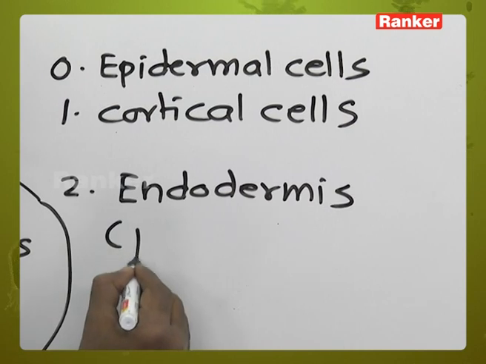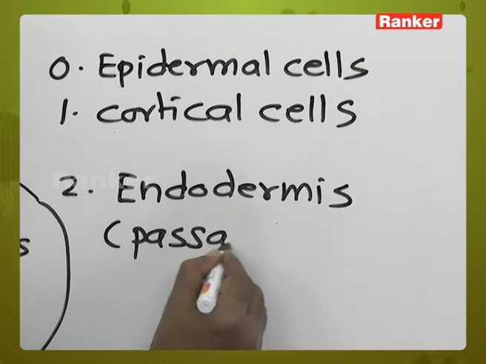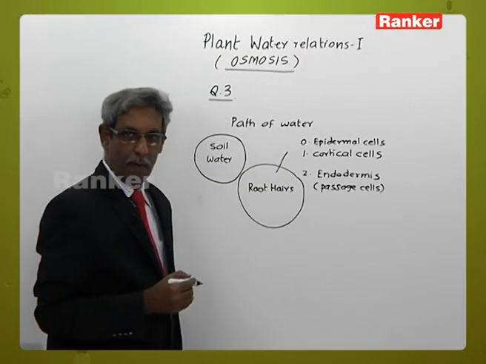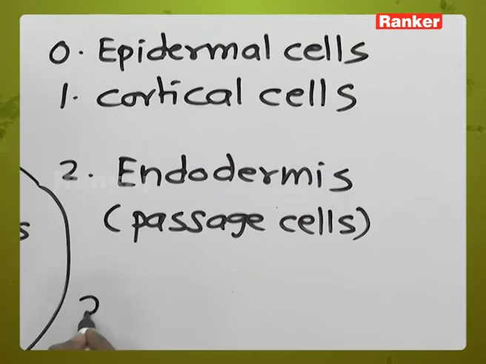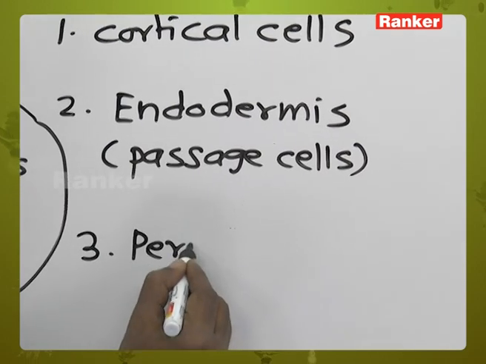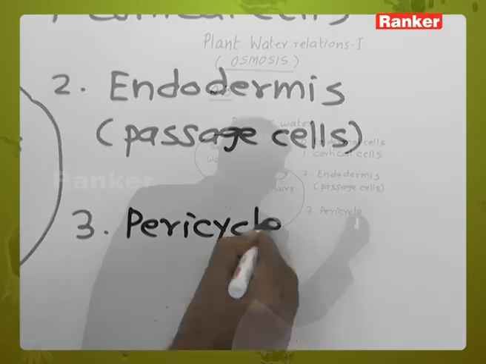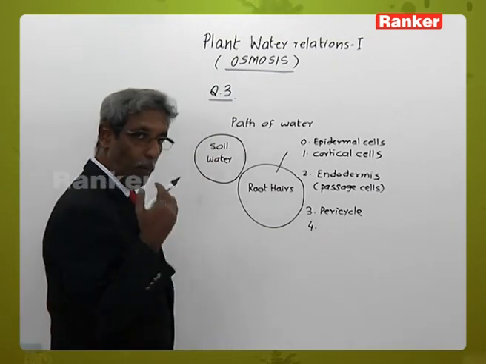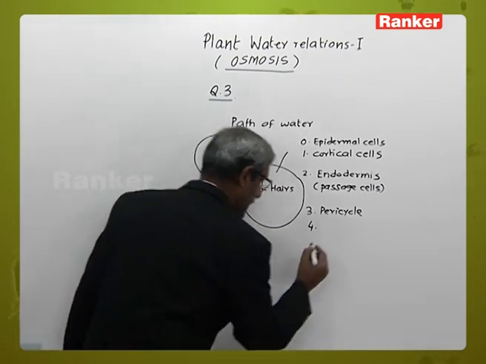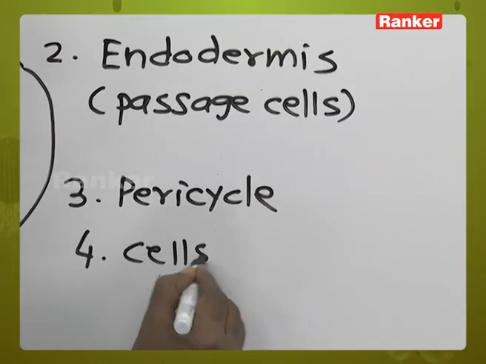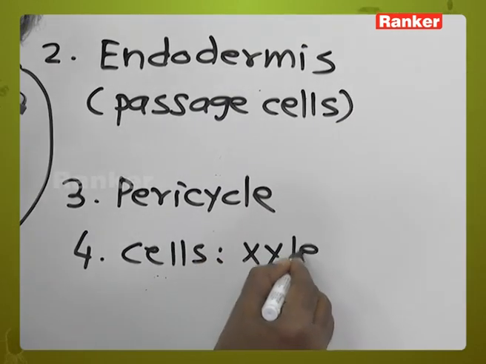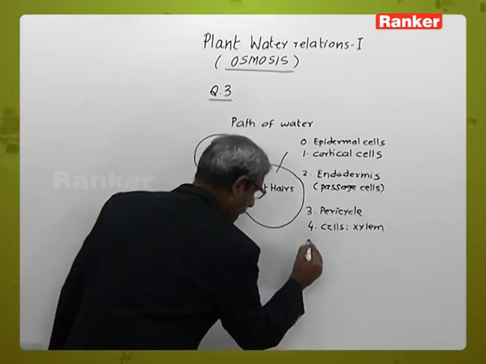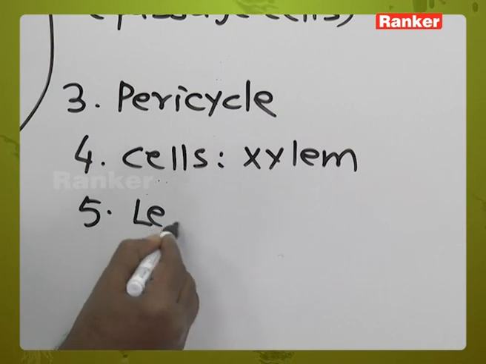The endodermis has specialized cells which are termed as passage cells. Via the passage cells, it reaches the next tissue, which is termed as the pericycle. After the pericycle, the water enters the vascular bundle, especially the cells of the xylem, which is the principal water conducting tissue in plants. And from the xylem upwards, it moves into the leaves.